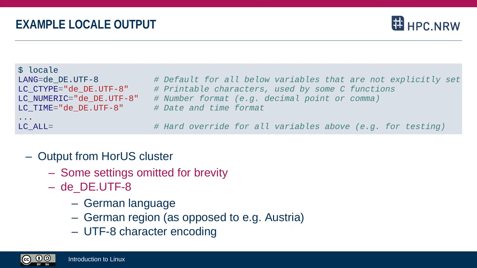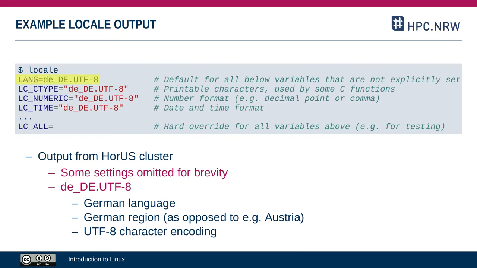Here is an example for a locale. Each line is a different setting. And you can see that in my case, most of these are set to DE for German. One of these is the actual language, and one of these is the region. For example, Austria might have DE as the language, but not DE as the region. Also, the UTF-8 refers to character encoding. I won't go into that, but it basically has to do with text files.